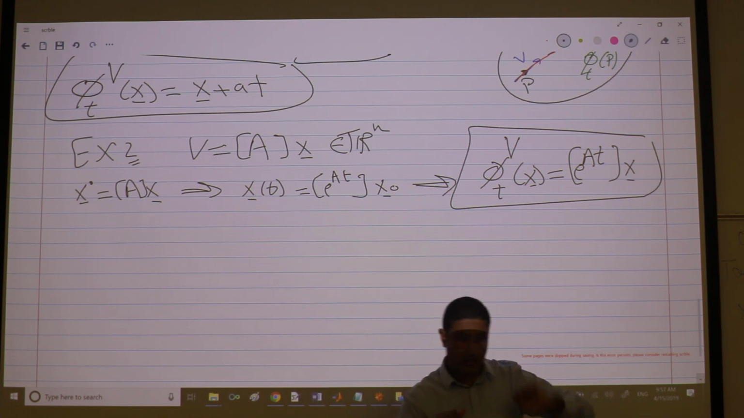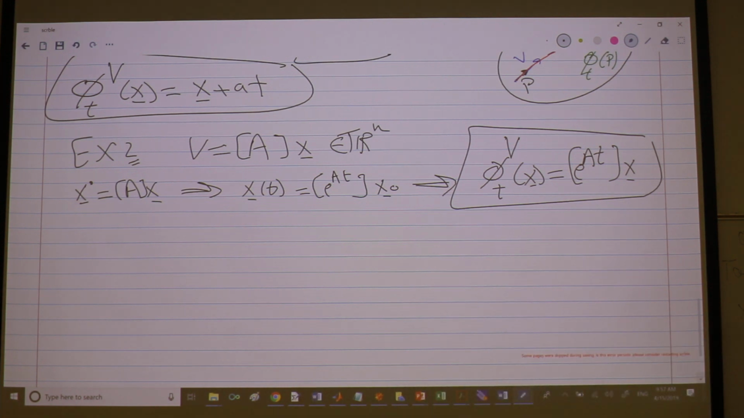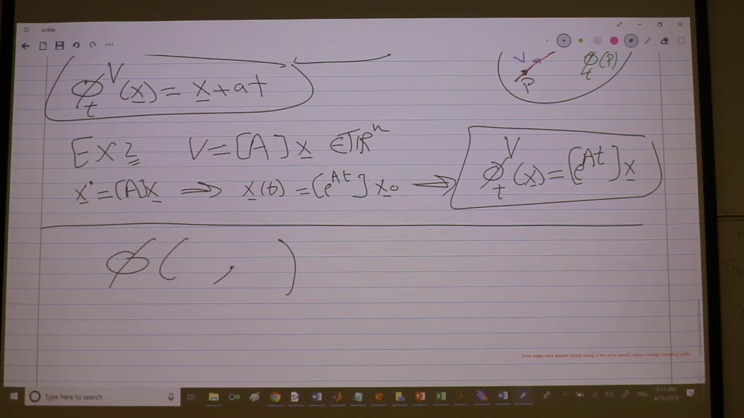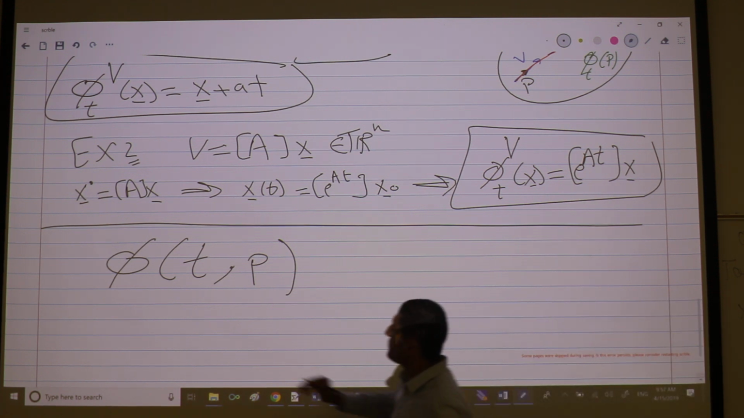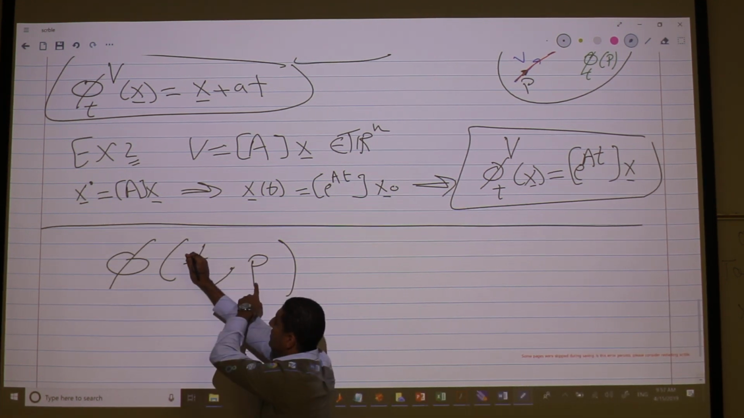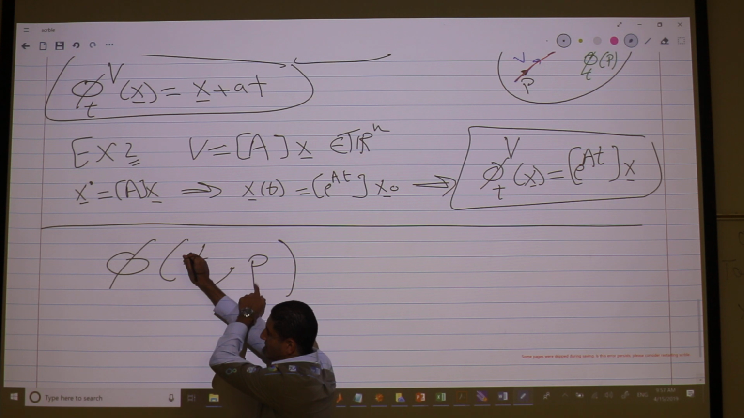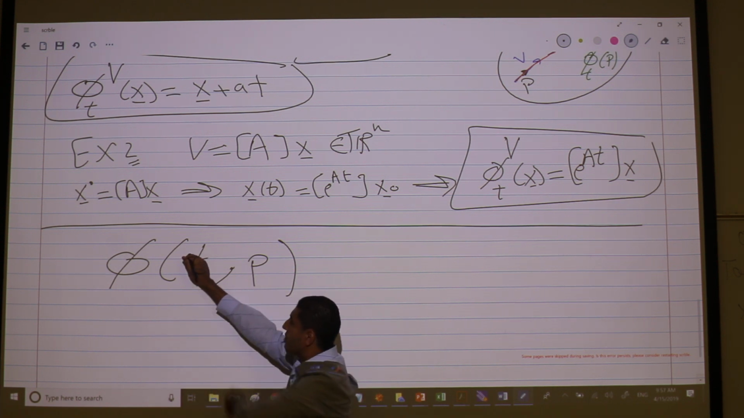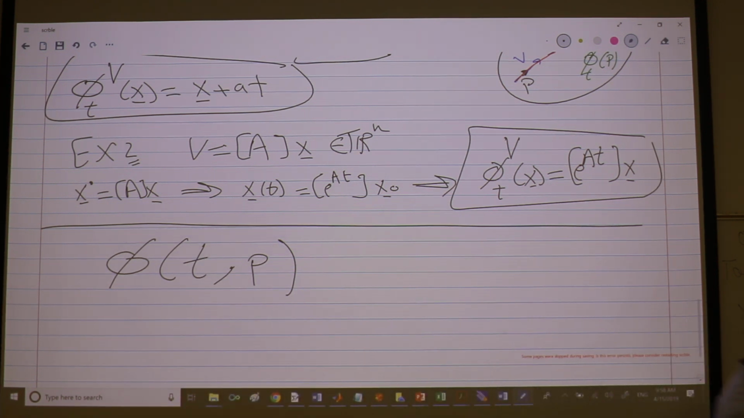Okay? So in general, the solution of the differential equation is a function of two things. It's a function of time and it's a function of the initial point, p, right? Having this in mind, when we fix t, then it becomes a function on points on the manifold only. It takes a point and gives you a point. And this is along a vector field.